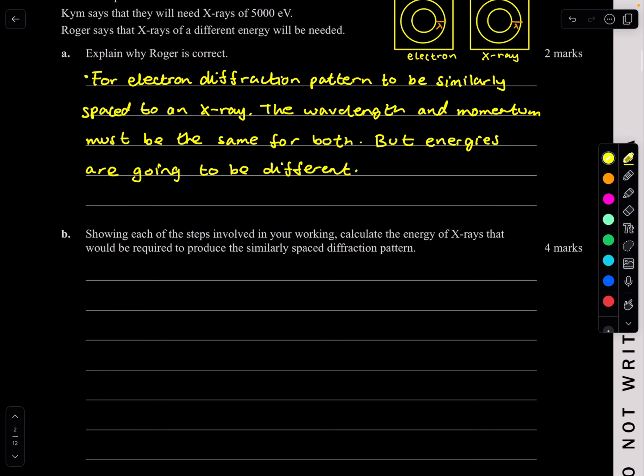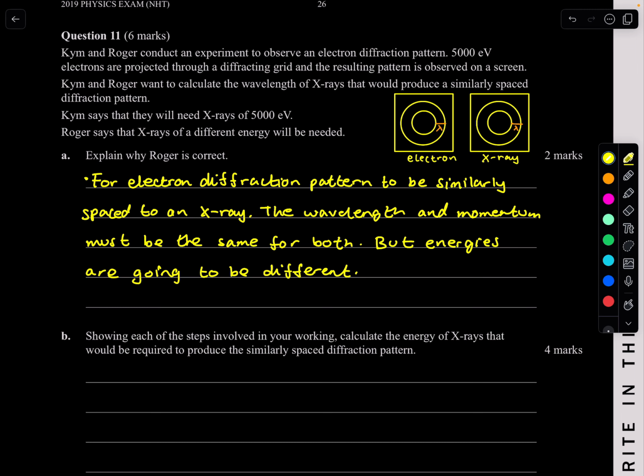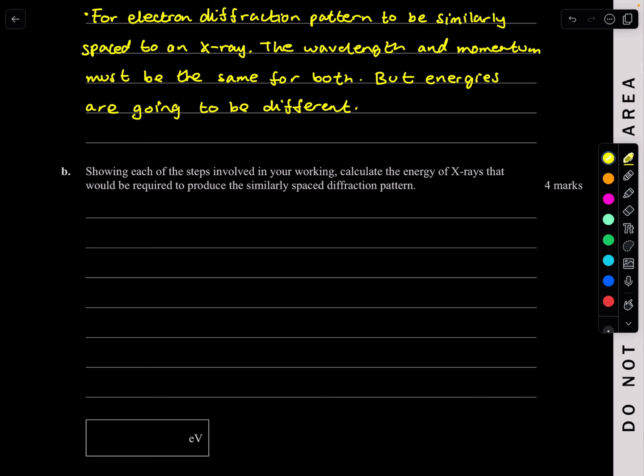B, showing each of the steps involved in your working out, calculate the energy of the X-rays that would be required to produce the similarly spaced diffraction pattern. Like we said, we have 500 electronvolts of electrons. That's our kinetic energy. So let's transform it back to joules. If I multiply 500 electronvolts by 1.6 times 10 to the power of negative 19, it transforms it back to joules. That gives me 8 times 10 to the power of negative 17 joules of energy.